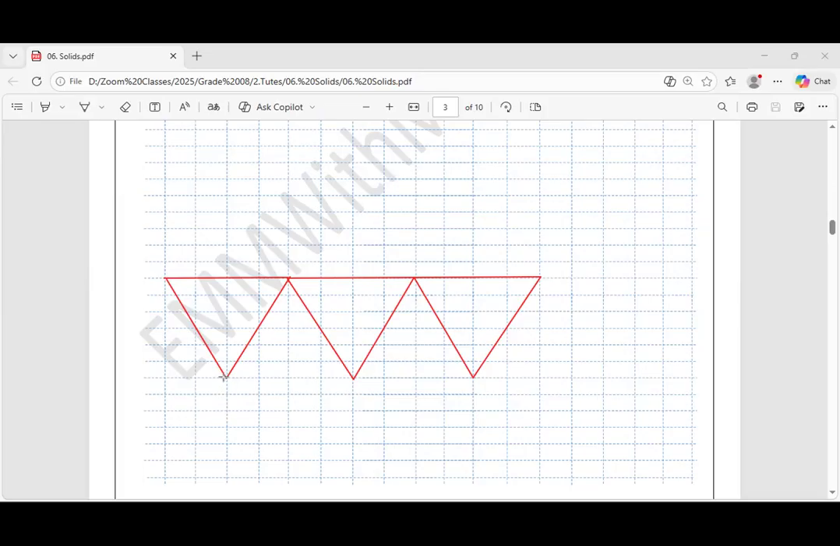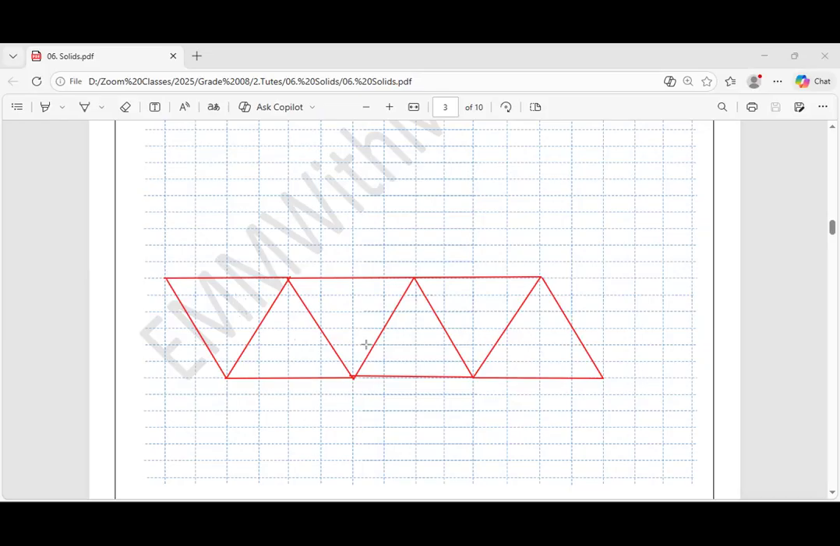Right now, take the ruler and join these two and join these two. And to this side, you have to draw another triangle by using the same measurement. Now I have 1, 2, 3, 4, 5, 6. There are 6 triangles now.